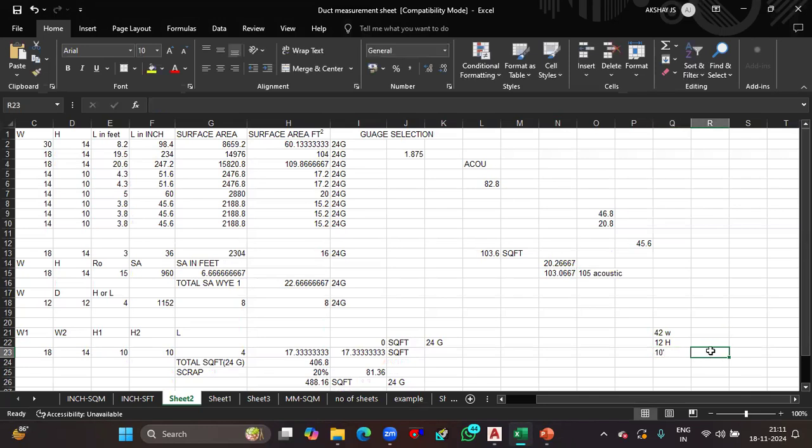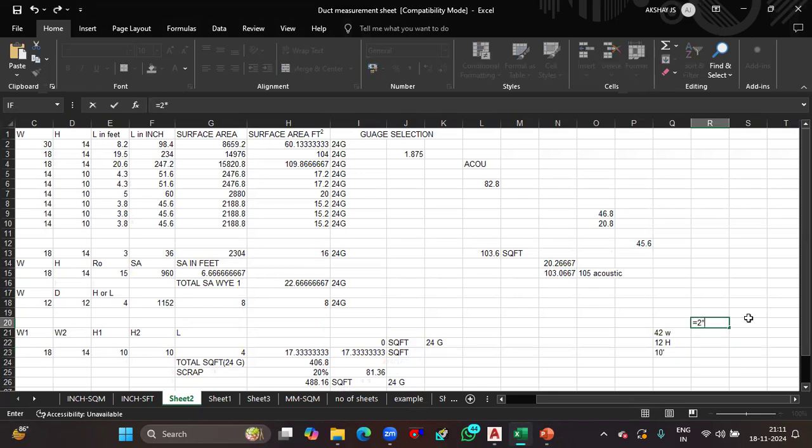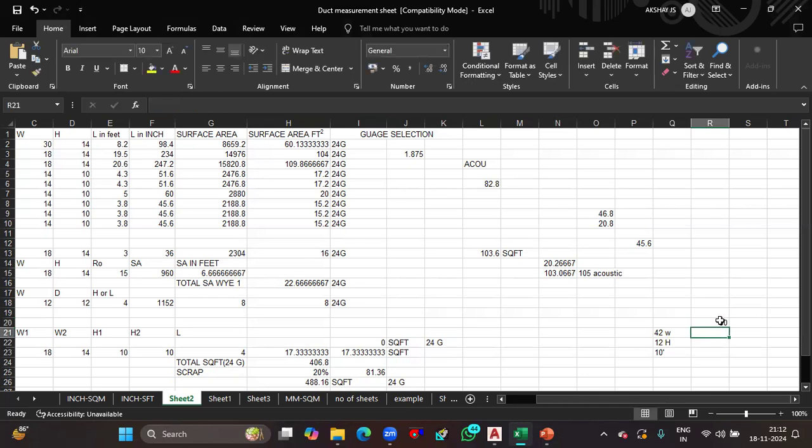Now, how many sheets will I require to fabricate the entire 10 feet duct? How do you calculate this? Very simple, use this equation: 2 into length, so 10 into 12, which means 120 inches, into 42 plus 12, divided by 144, which will give you 90 square feet. That means 90 square feet of sheet is required to fabricate this 10 feet long duct, which has a width of 42 and a height of 12 inches.